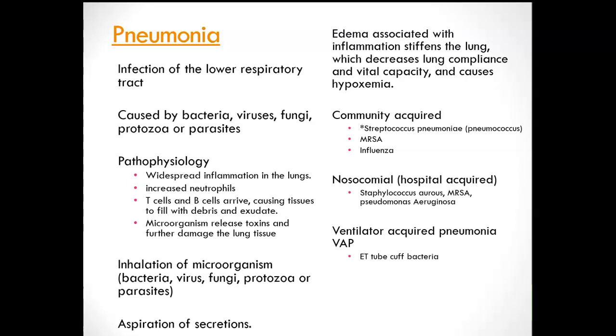Pneumonia. This is infection of the lower respiratory tract. Can be caused by bacteria, viruses, fungi, protozoa, parasites. It causes inflammation in the lungs, and you get edema down in the alveoli, which sort of stiffens the lung, and it decreases lung compliance and capacity, vital capacity, your ability to breathe in, and causes hypoxemia.